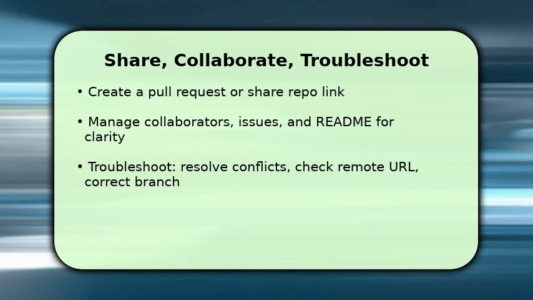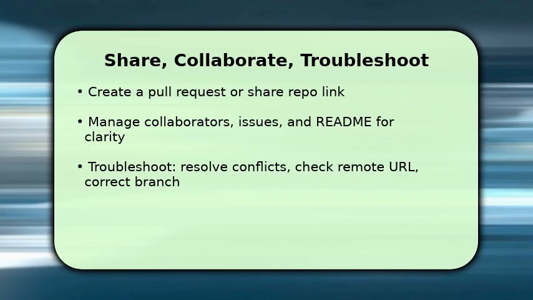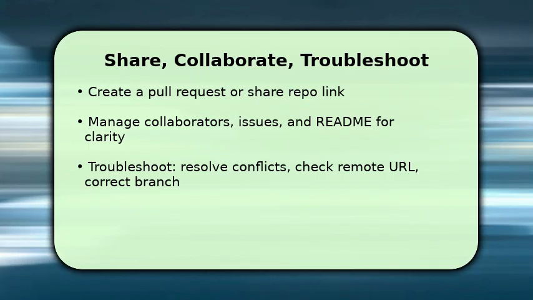If something goes wrong, first check the remote URL with git remote -v, confirm you're on the correct branch, and resolve merge conflicts locally. This will usually fix push or sync errors so your code stays available.